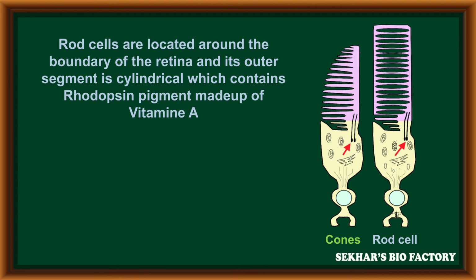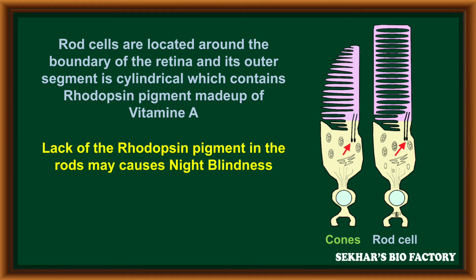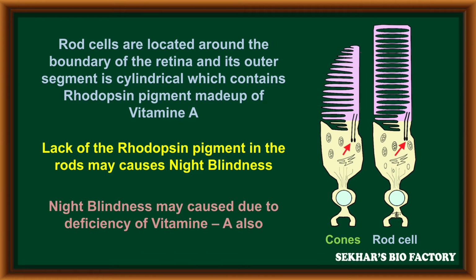The rod cells are located around the boundary of the retina, and its outer segment is cylindrical in nature. This segment consists of a pigment called rhodopsin. This rhodopsin is made up of vitamin A. Due to lack of this rhodopsin pigment in rod cell, it may cause night blindness. So night blindness may be caused due to the deficiency of vitamin A also.